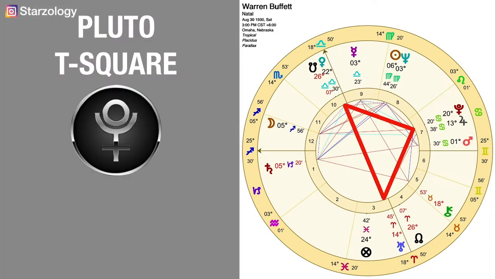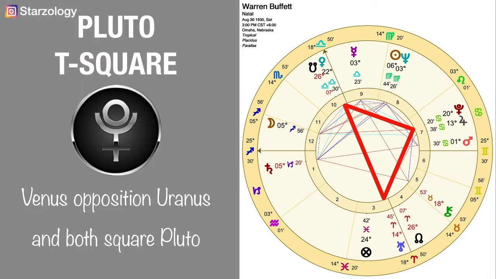There is also a Pluto T-square, and in this particular case Venus is in opposition to Uranus, and both are square to Pluto. So Pluto is there in the 7th house in Cancer, and this would be a cardinal T-square, and all the energies from Venus and Uranus will flow towards Pluto.